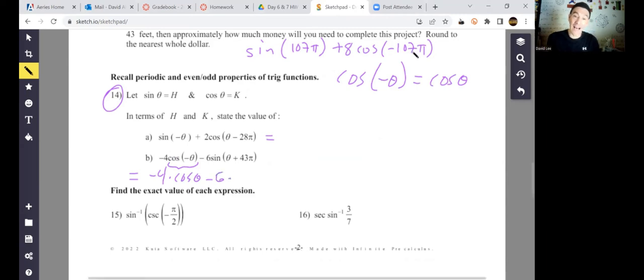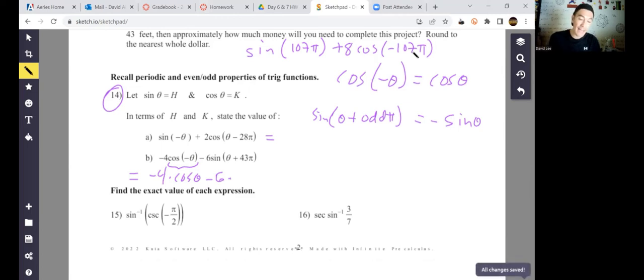And then for sine, we said that if you have sine of theta plus an odd number with a pi, that gives you back negative sine of theta. So by that fact, this becomes negative sine of theta.